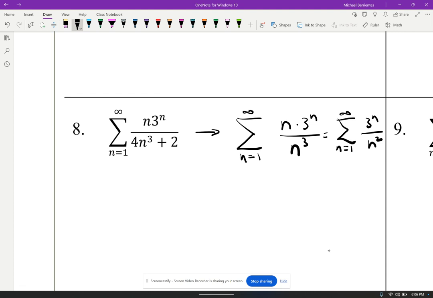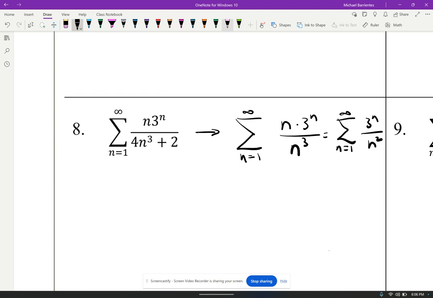This is not a p series because I don't have 1 over n to the p. And this is not geometric because I don't have just some number r to the n. This is a combination, right? Like I have kind of a geometric looking thing with a kind of a p series looking thing.